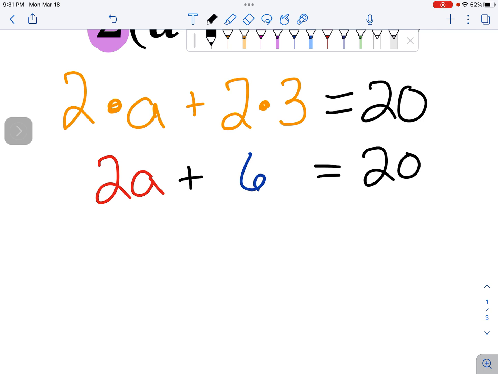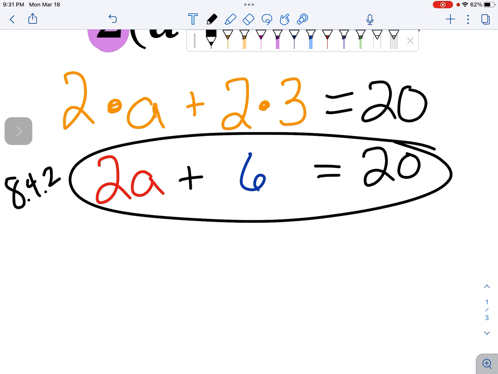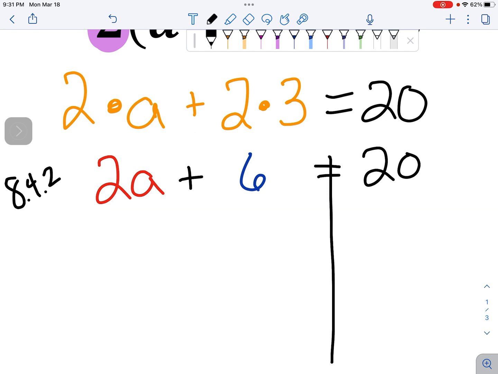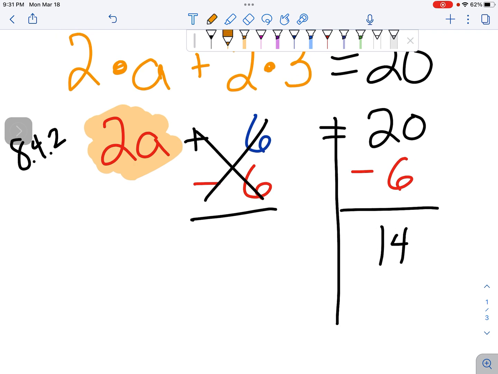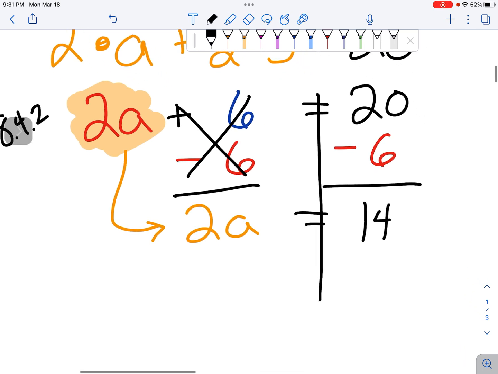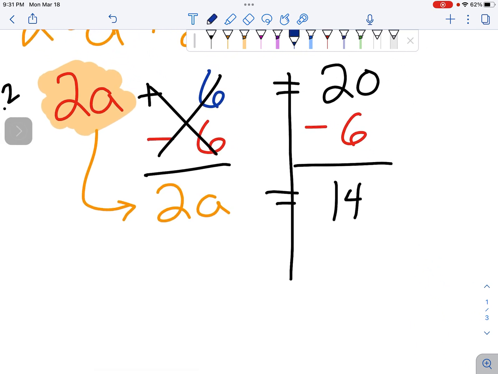This was like lesson 8.4.2. This problem right here is exactly the same. We make a line through the equals, and we need to keep these A's together on this side. So that means we have to get rid of the plus 6. So we are going to subtract 6 on both sides. Line up your numbers. 20 take away 6 is 14. On the other side, plus 6 minus 6 drops out, which means we still have 2 A's. 2 apples cost $14. So if I want the price of just 1 apple, this is when we divide.